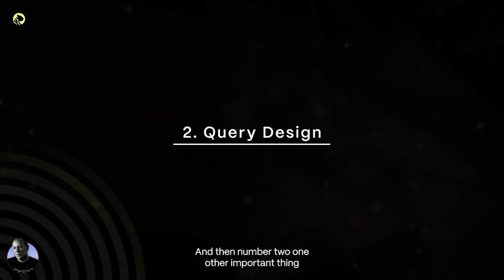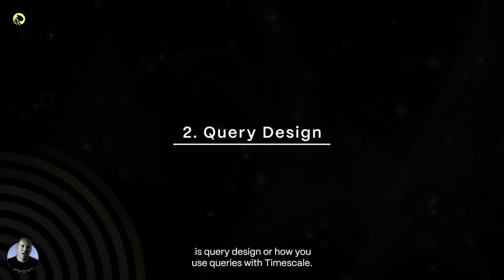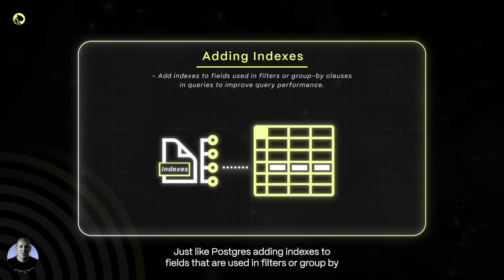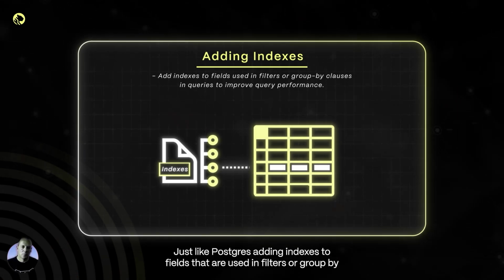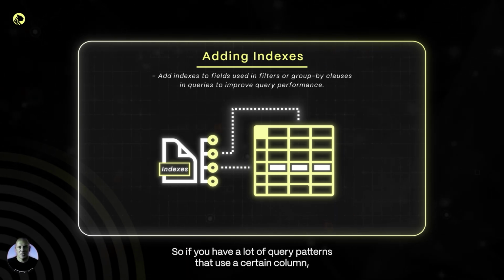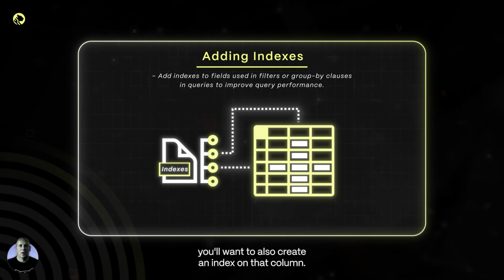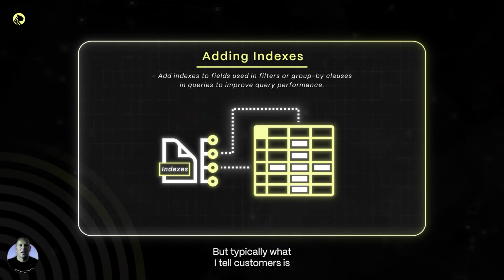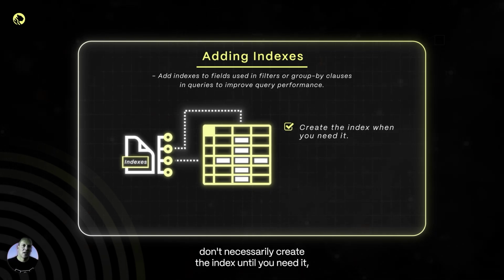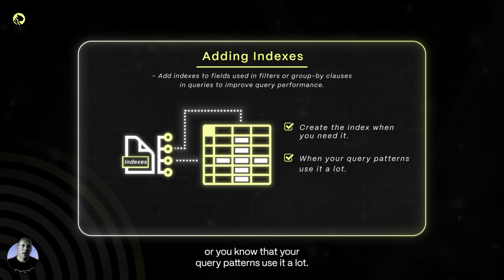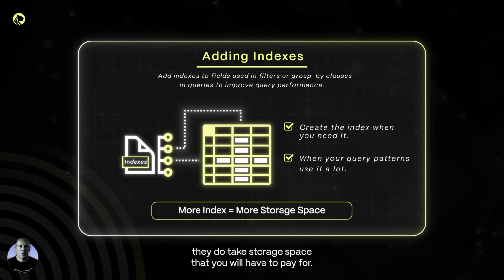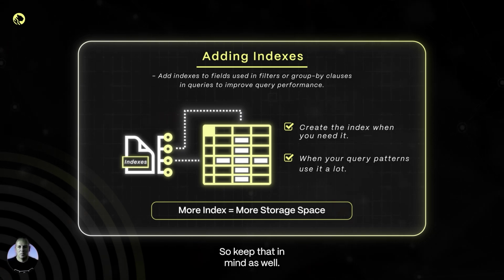And then number 2, one other important thing is query design, or how you use queries with Timescale. Just like Postgres, adding indexes to fields that are used in filters or group by in your queries will help improve query performance. So if you have a lot of query patterns that use a certain column, you'll want to also create an index on that column. But typically what I tell customers is don't necessarily create the index until you need it or you know that your query patterns use it a lot. Because remember, the trade-off to indexes is they do take storage space that you will have to pay for. So keep that in mind as well.